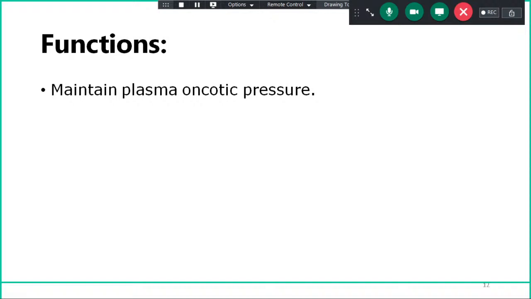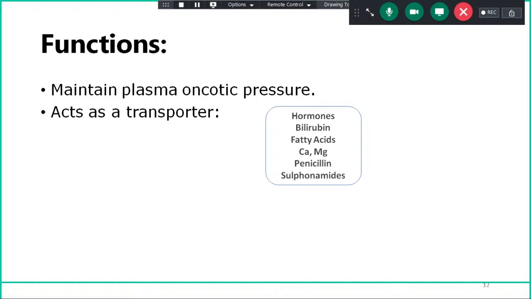So what is the major function of albumin? First and the most important function is to maintain the plasma oncotic pressure. Then it acts as a transporter for various molecules, for example steroid hormone, unconjugated bilirubin, fatty acid, calcium ion, magnesium ion, and various drugs. I have mentioned two drugs only, penicillin and sulfonamide, but it acts as a carrier for a large number of drugs.